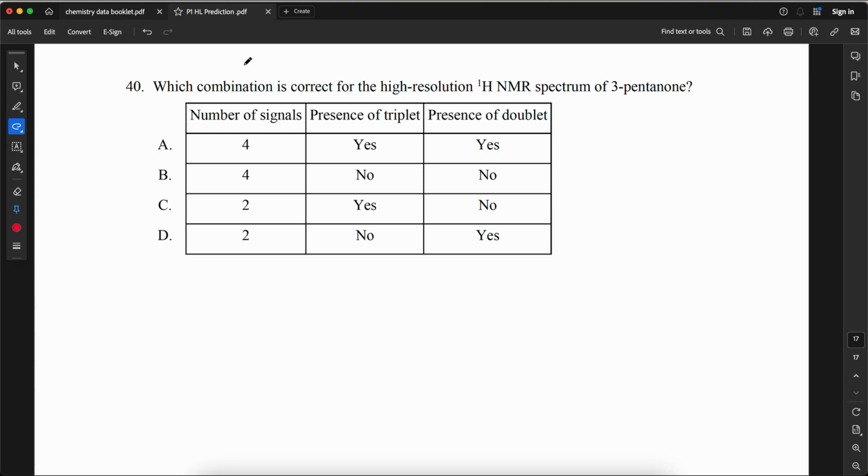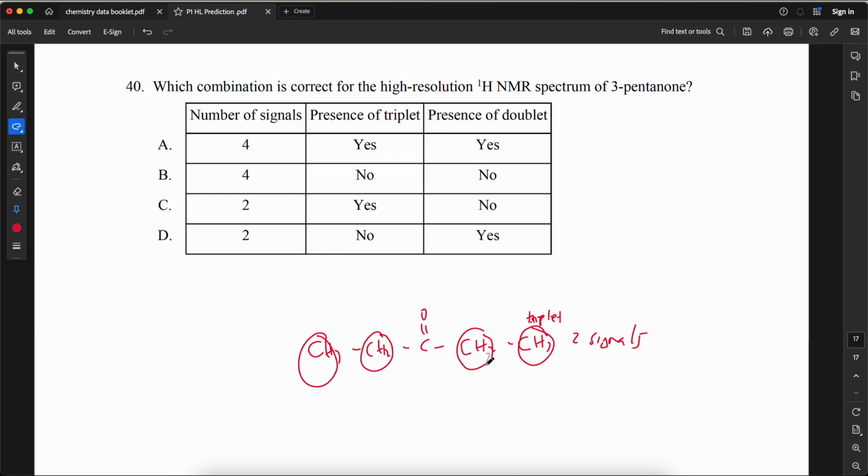Which combination is correct for the high resolution HNMR spectrum of 3-pentanone? 3-pentanone would be CH3, CH2, C double bond O, CH2, CH3. So it will have 2 protons here. This one the same. This one and this one are the same. So it's 2 protons. And this one will be a triplet because it is next to CH2, and this one will be a quartet because it is next to CH3. Therefore, the answer is C.